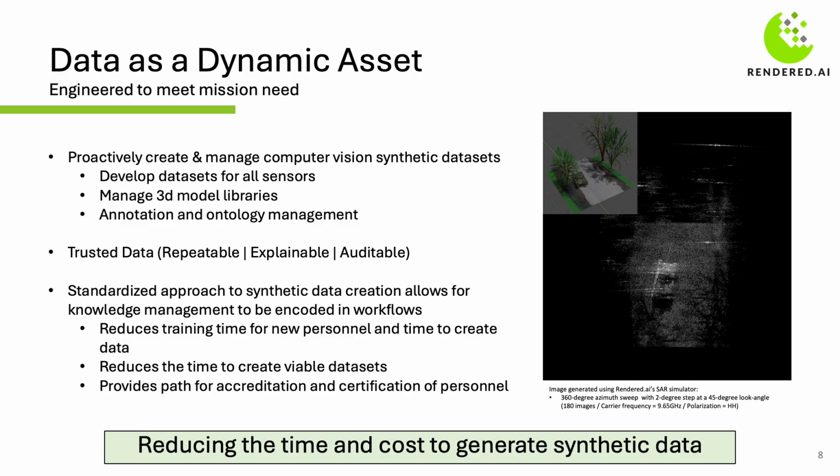Okay, then that gets into data as a dynamic asset. Current data, when you image it, is static data. You have to go out and collect, you have to label it. With synthetic data, it becomes a dynamic asset. So as the real world changes, you can change the synthetic data.